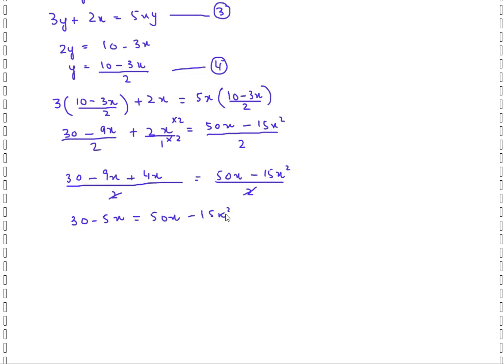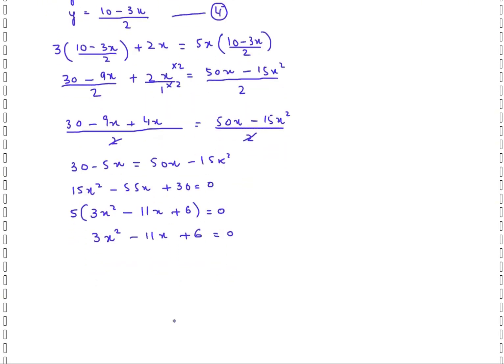When we take minus 15x squared to this side, this will become 15x squared minus 55x plus 30 is equal to 0. We'll take 5 as common. 5 3s are 15. So 3x squared minus 11x plus 6 is equal to 0. So we have the quadratic equation 3x squared minus 11x plus 6 is equal to 0.